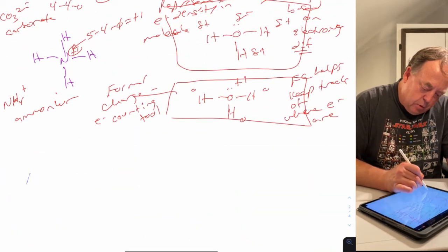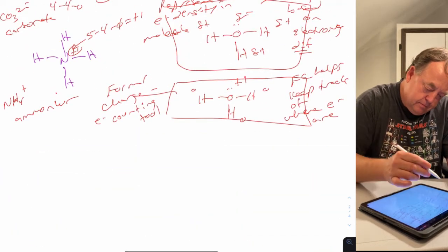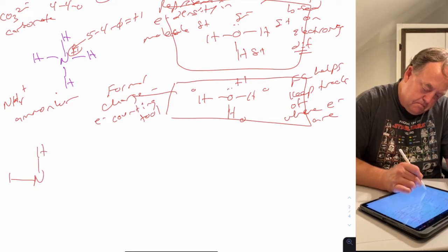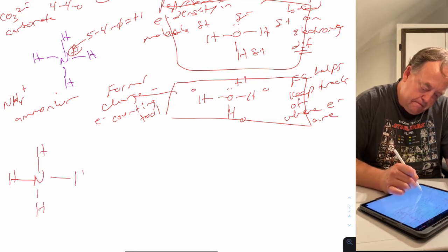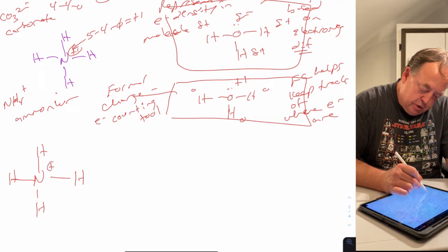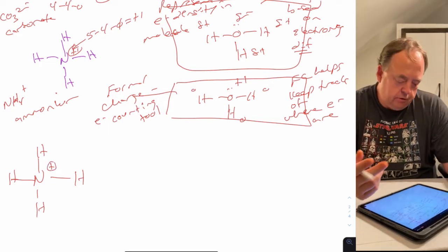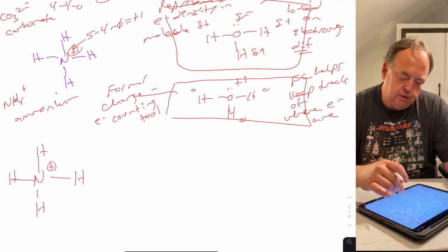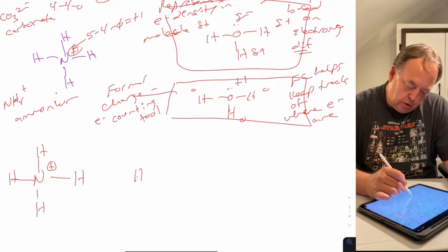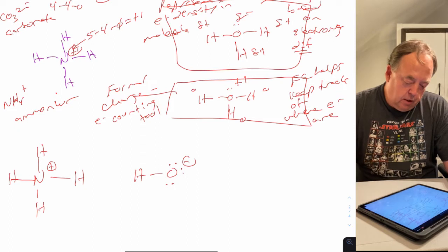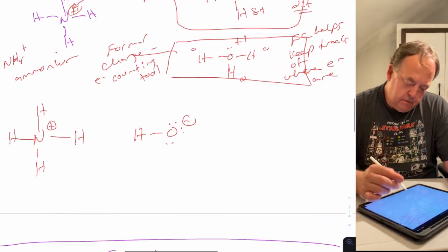So if we were drawing ammonium, for example, then in this class you should always show non-zero formal charges, so you'd write it like that with a plus on nitrogen. Or if you're drawing hydroxide, you would draw it like that with a negative on oxygen.